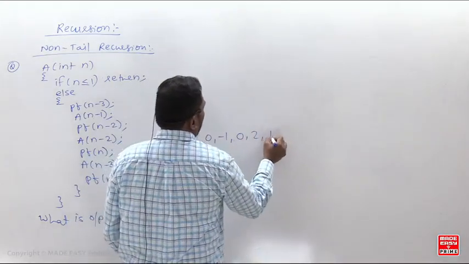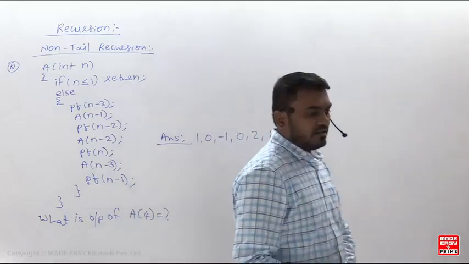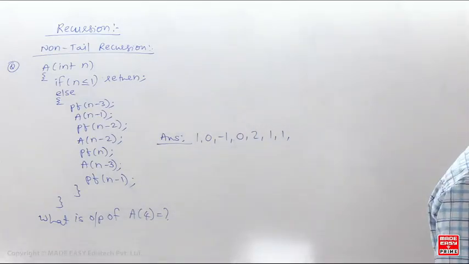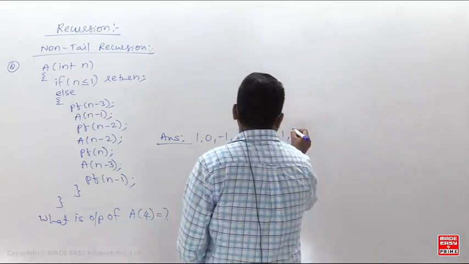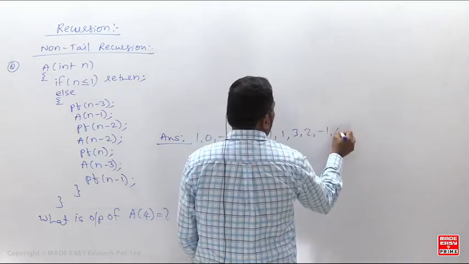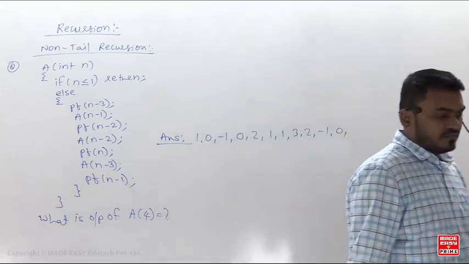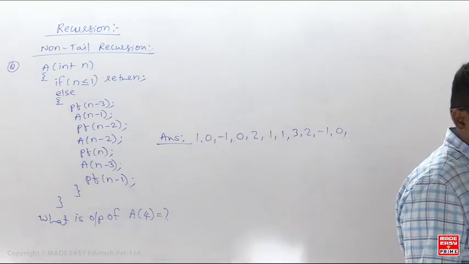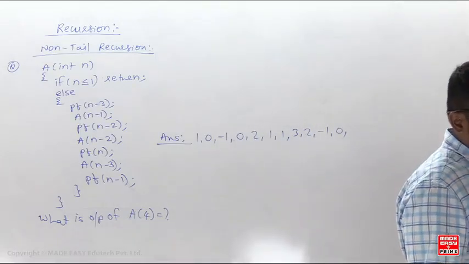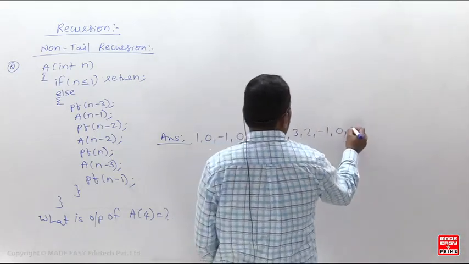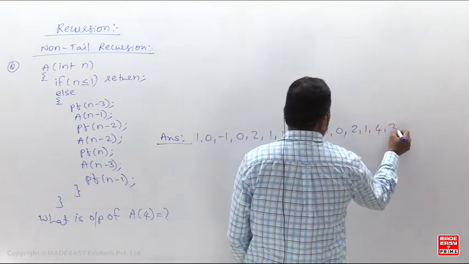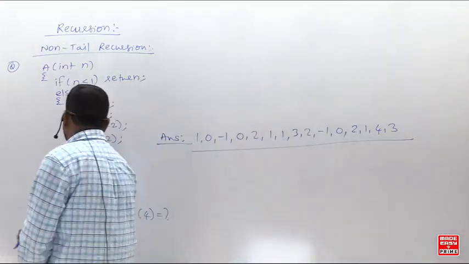1 0 minus 1. Okay, 0 2 1 1, right? Then 3 2 minus 1 0. Next, the last one is what? 2 1 4 3, right? 2 1 4 3. This is the output.